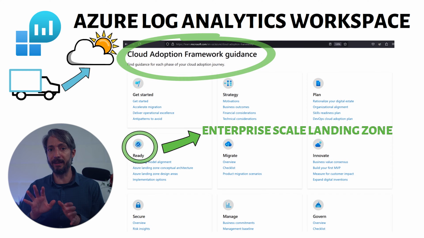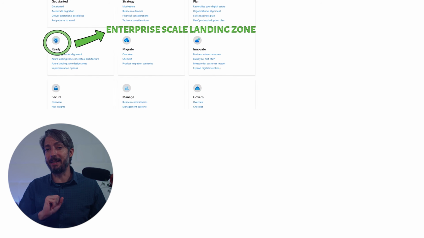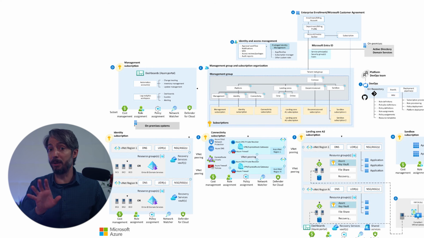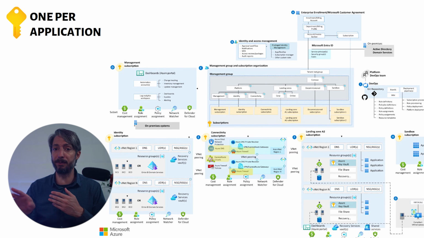One important factor here: in this video, I will be focusing only on a single tenant. In general, we can say the enterprise scale landing zone for Microsoft, it's not a hard rule, prefers one subscription per application. We will see the shared services such as the firewall, DNS and ExpressRoutes are to be located in their own subscription called connectivity.